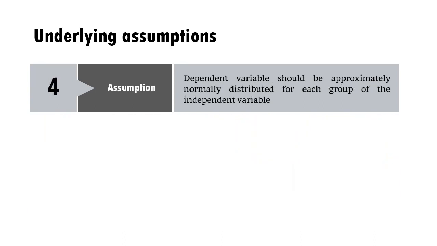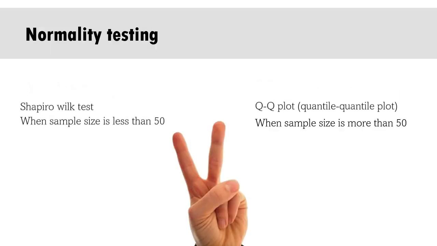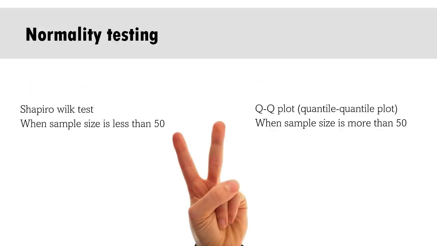The fourth assumption is the dependent variable should be approximately normally distributed for each group of the independent variable. There are many ways to test normality in SPSS, for which you can see my separate video on normality testing, but most commonly we use Shapiro-Wilk test and quantile plot for testing normality in SPSS.